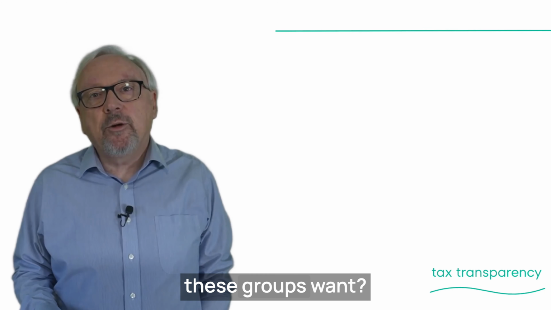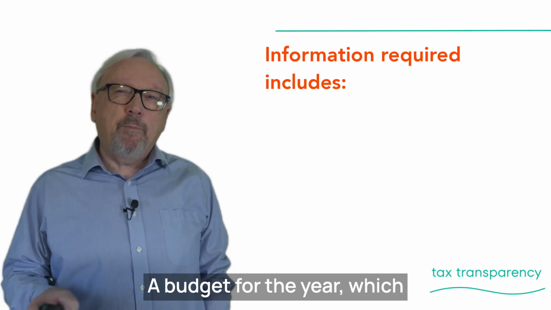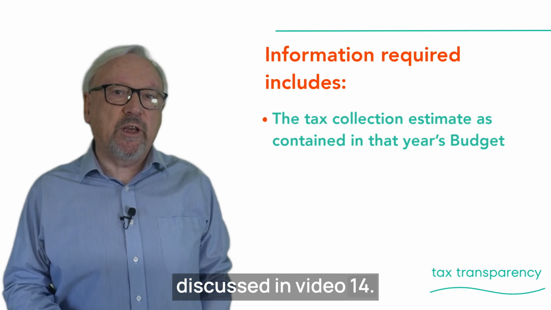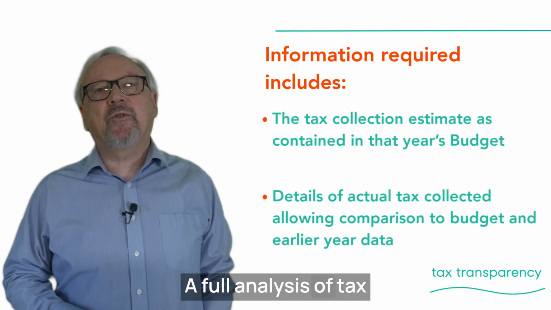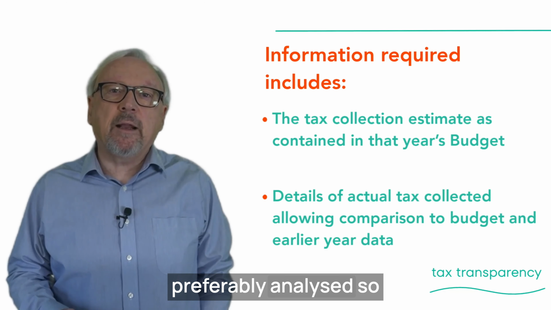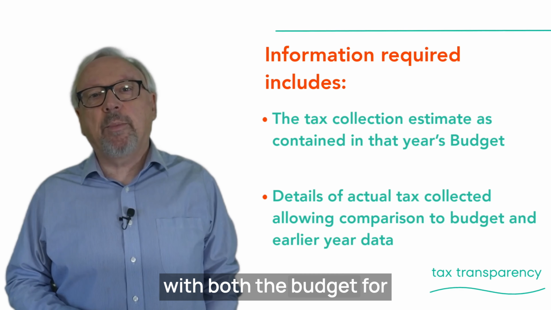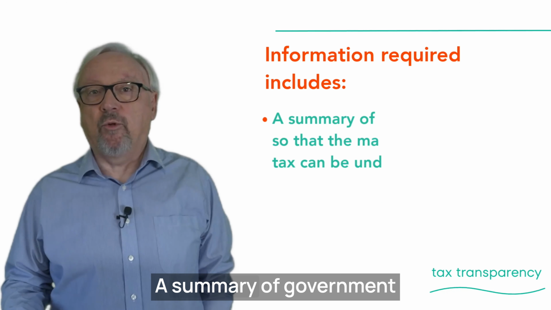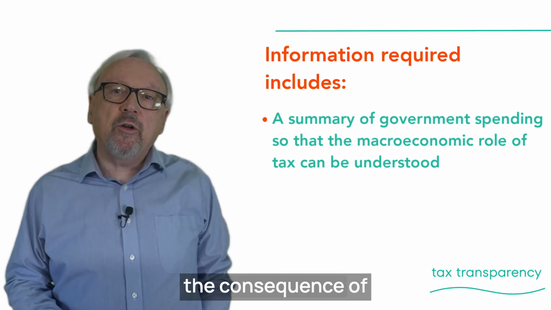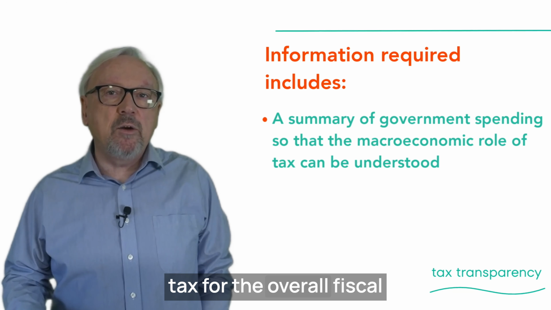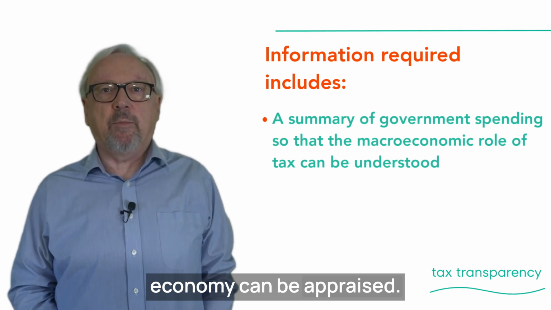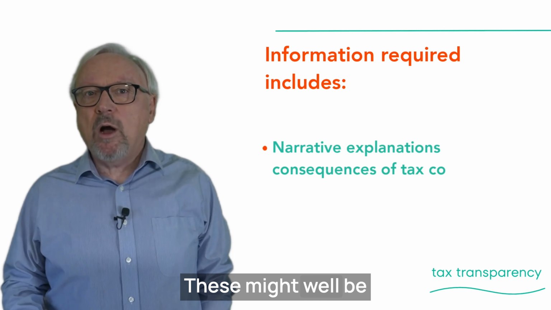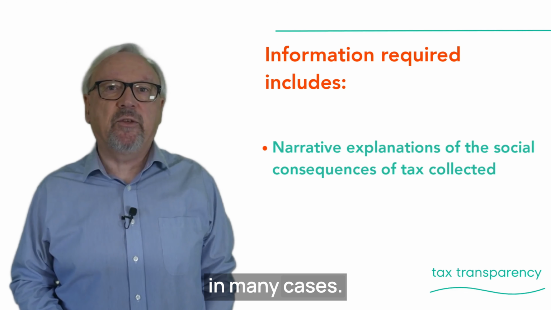What information might these groups want? This will include budget for the year, which was an issue we have already discussed in video 14. A full analysis of tax collected in the year, preferably analysed so that direct comparison with both the budget for the year and data from earlier years is possible. A summary of government expenditure, so that the consequence of the sums collected in tax for the overall fiscal management of the economy can be appraised. Support notes to explain this information. These might well be narrative discussions in many cases.